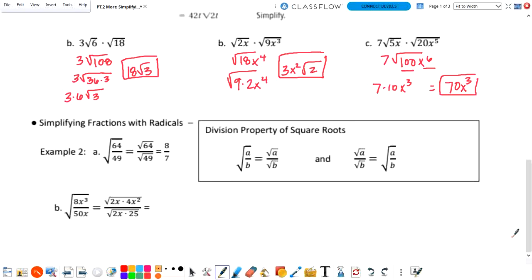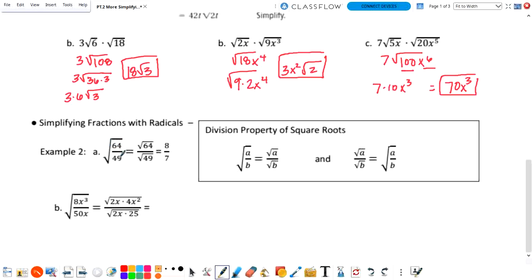All right, now we're going to be talking about the division property of square roots. The square root of a over b is the same thing as the square root of a divided by the square root of b. And once again, it works vice versa. So the square root of a divided by the square root of b equals the square root of a over b.